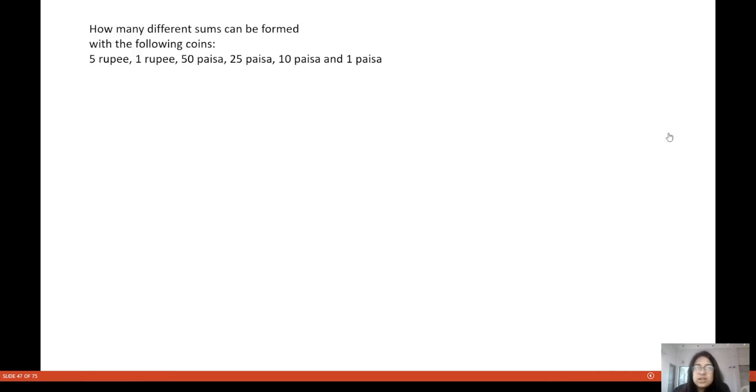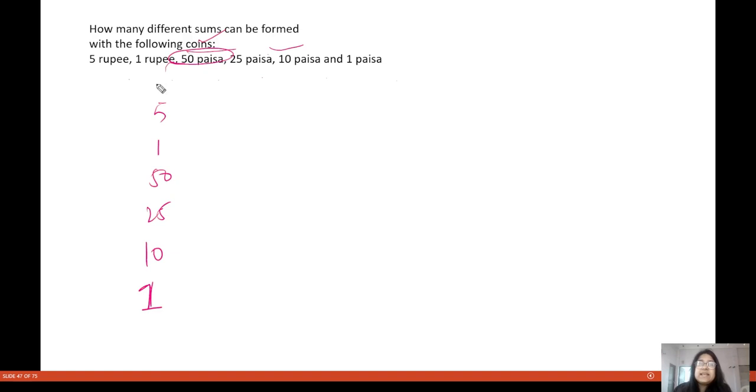Now let us look at this. How many different sums can be formed with the following coins? 5 rupee, 1 rupee, 50 paise, 25 paise, 10 paise, 1 paise. Okay, so obviously, how many different sums can be formed?